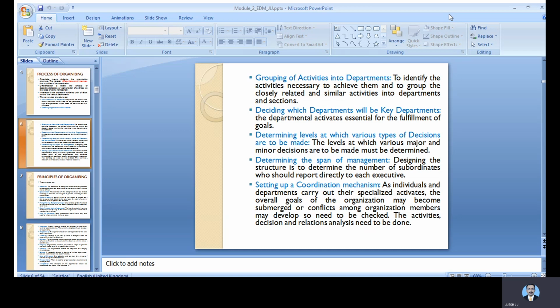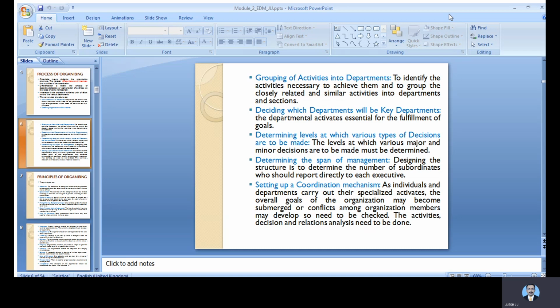Then you have determining the levels at which various types of decisions are to be made. The different levels at which the major and minor decisions are to be made must be determined, that is, which level makes which kind of decision. Some decisions have to be made at the top level, and some can be made at the managerial level. Those things have to be understood carefully, along with how best to take a decision for that particular situation.